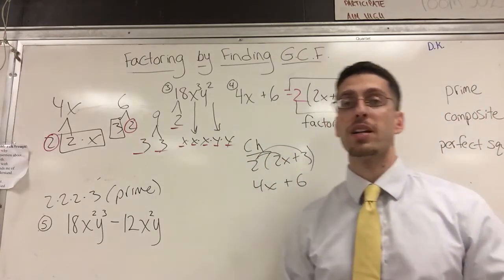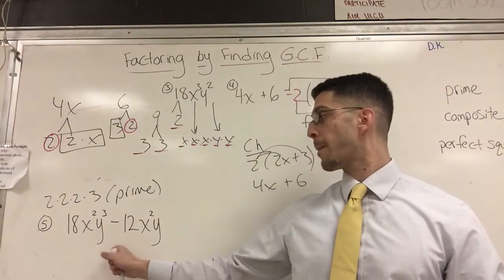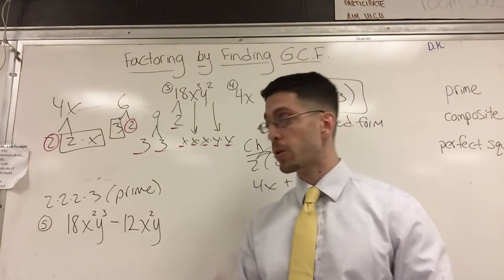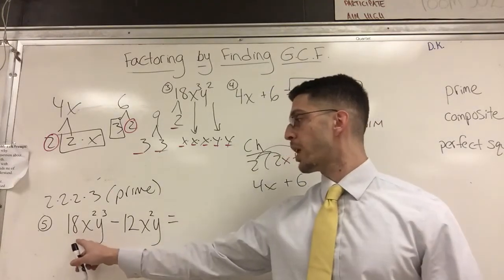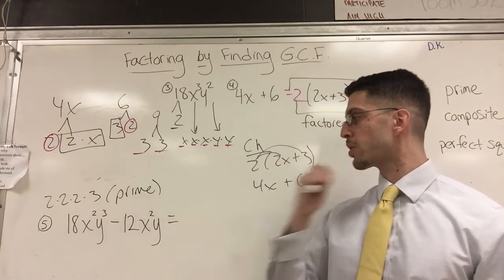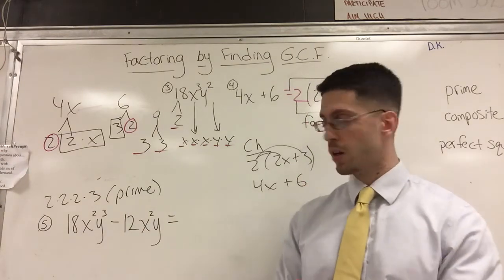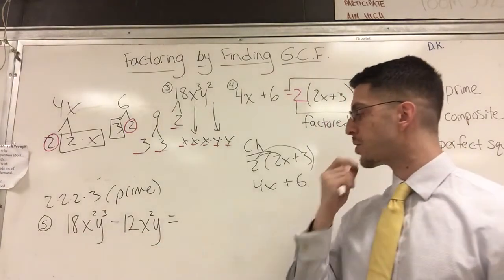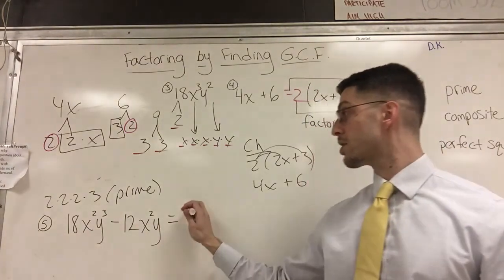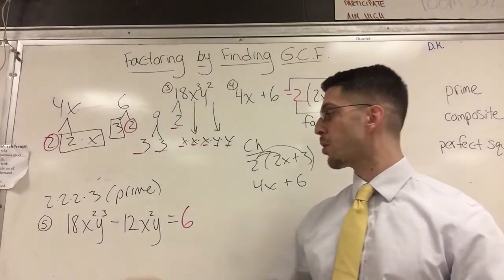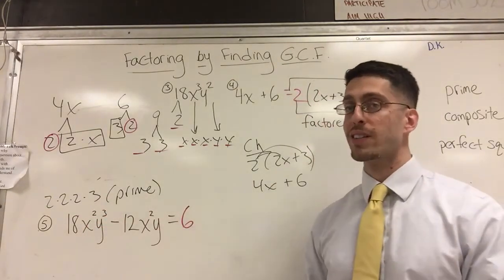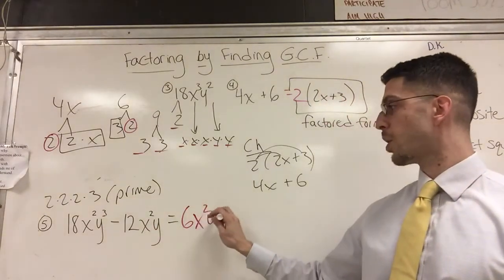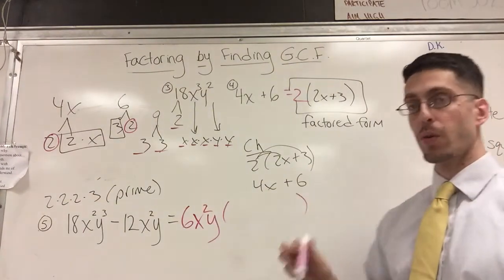All right, thanks for paying attention. I think you're a master at it now. I'm going to do this one. You can try it on your own first, so pause and unpause. Let's see. I'm going to do 18x squared y to the third minus 12x squared y. What goes into both 18 and 12? My GCF is going to be 6. What goes into both x squared and x squared? Oh, that's easy. X squared. What goes into both y to the third and y? That's a y. And then we have to figure out what goes inside.